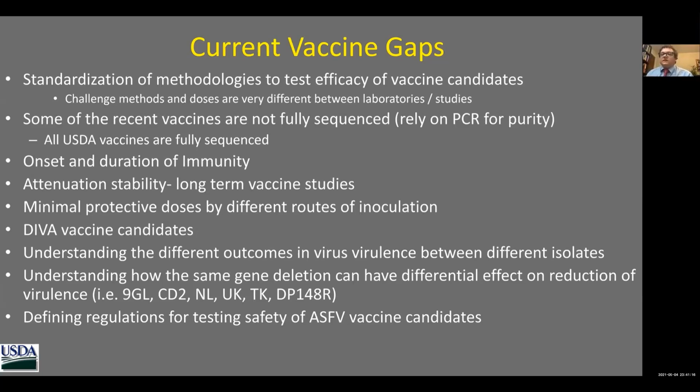And understanding the different outcomes in virus virulence between different isolates is necessary, and understanding how the same gene deletions can have differential effects on reduction of virulence is important. And also for defining regulations for testing safety of ASF vaccine candidates.